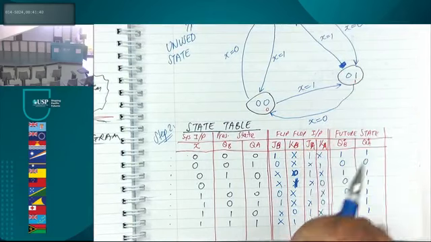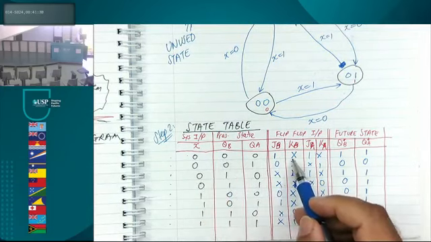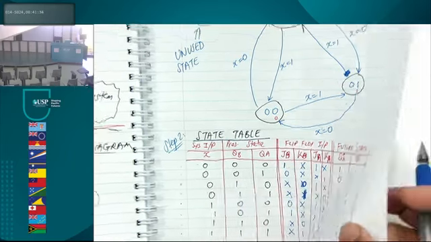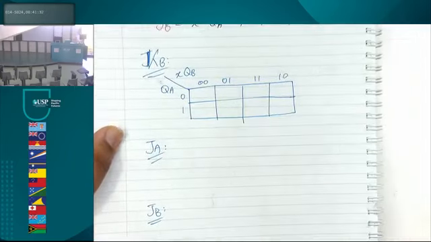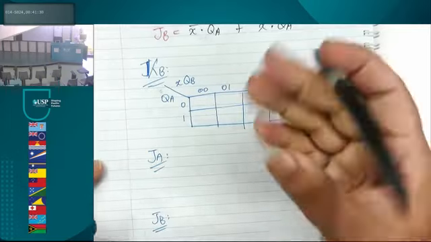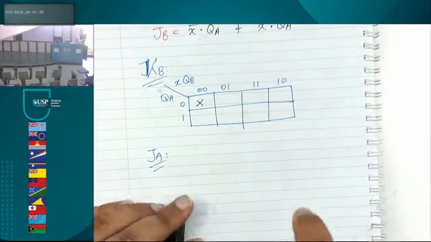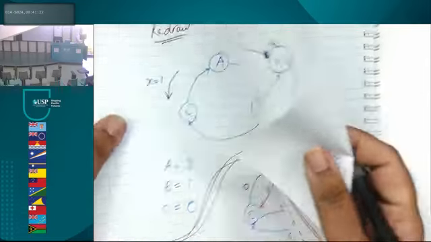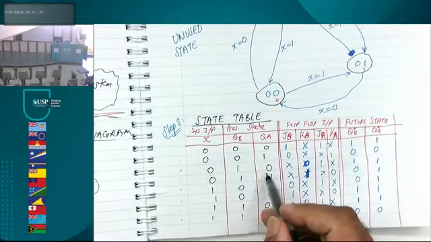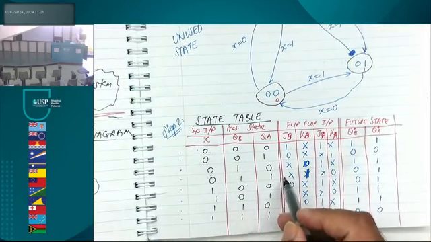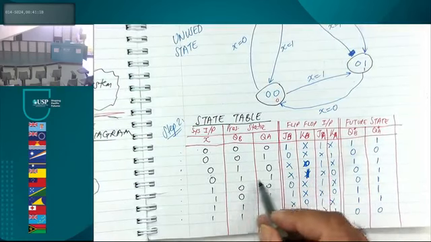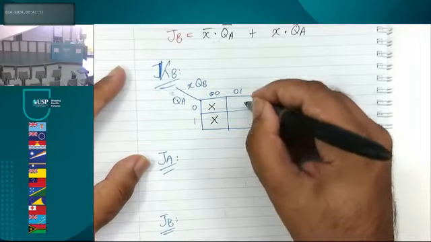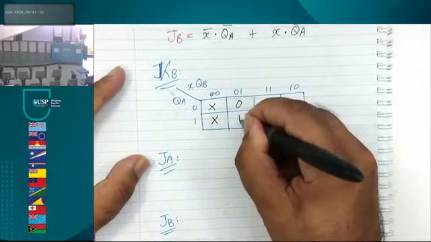Let's do this, guys. 0, 0, 0 gives you KB is x. And 0, 0, 1 is also x. Let's look at the next one. 0, 1, 0 is 0. 0, 1, 1 is 1.